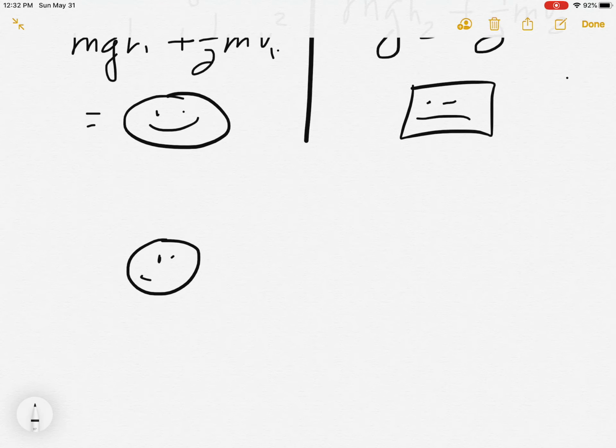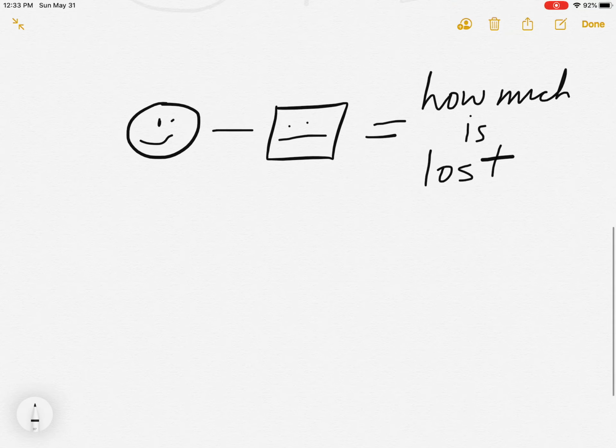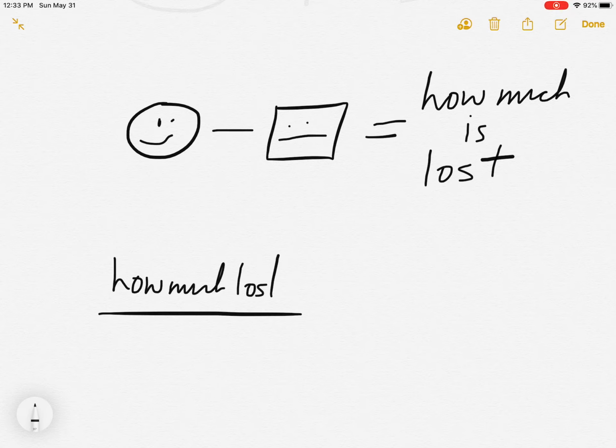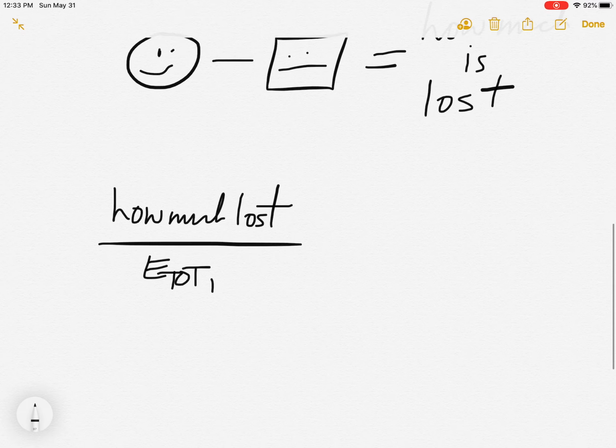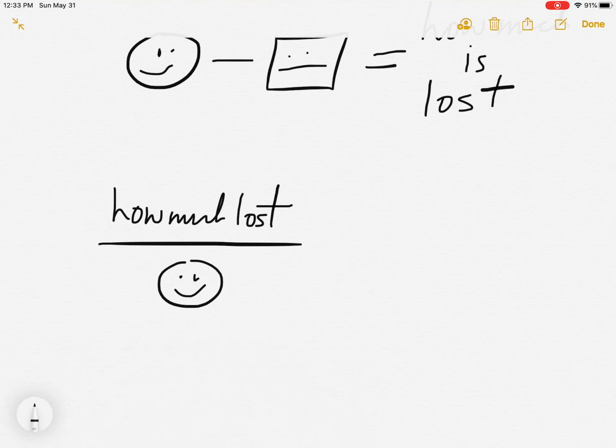So essentially, if we take the initial energy and we subtract from it the other energy that we got, that will tell us how much is lost. And then in order to get a percent, well, we write how much is lost over the total energy at the beginning. What percent of the original energy, which is the smiley face. That's the number that shows the total initial energy, and then times 100%.